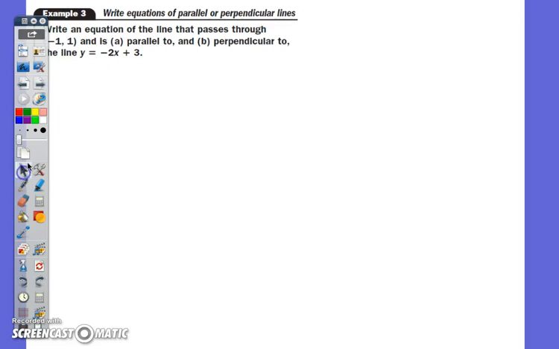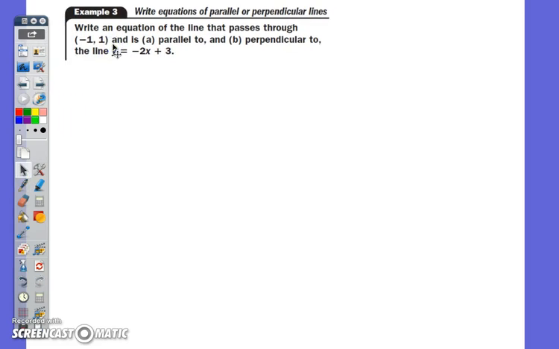Now, this one let's read. It says, write the equation of a line that passes through the point negative 1, 1 and is parallel to, and perpendicular to, y equals negative 2x plus 3. What you're saying to yourself, hopefully, is I don't have a slope. I have a point. Here's my point. My point is negative 1 and 1. But what's my slope? I don't know.